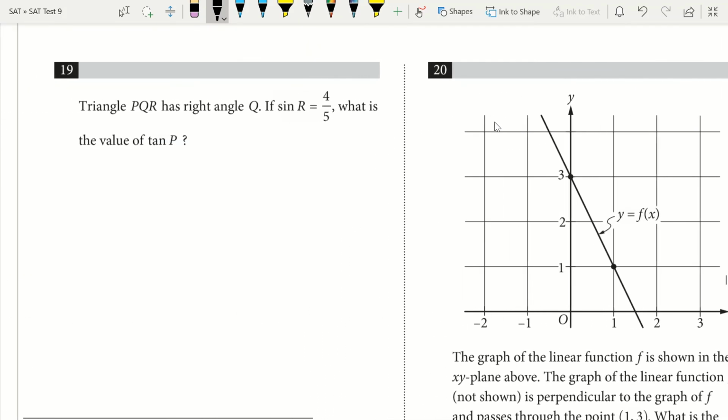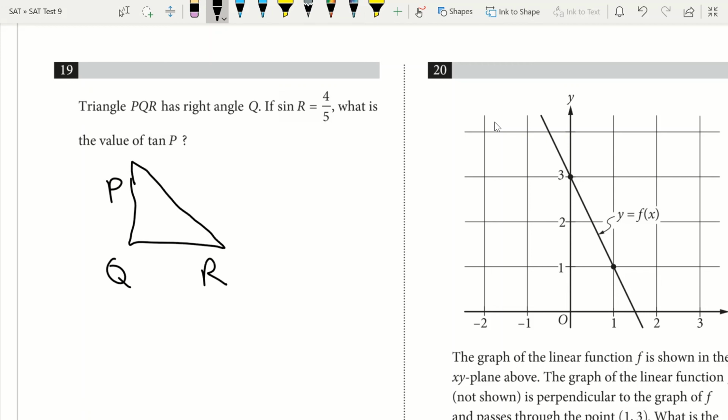Question 19. Triangle PQR. So when I'm given shapes, I like to draw them out because it'll help you not make a simple mistake and avoid losing points. So we're going to go ahead and draw PQR. It's a right angle Q. So we got this right angle at Q.